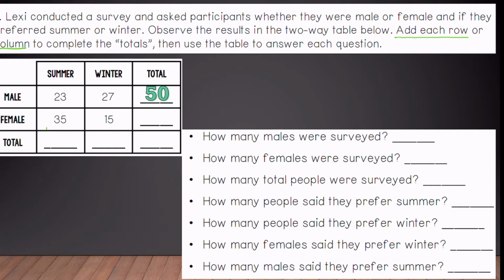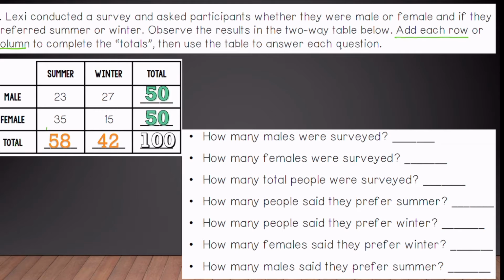So if we look, there were 50 males, there were 50 females, 58 liked summer, and 42 liked winter. So no matter what, your totals should match up because there were just 100 people surveyed. So now we're going to go answer some questions based off this table. So you always want to fill the table out completely, then you can interpret it.